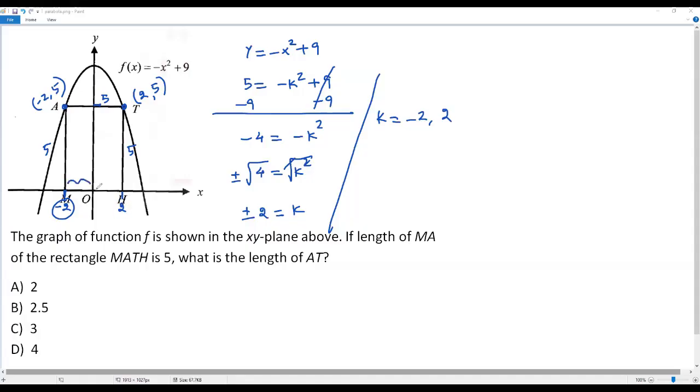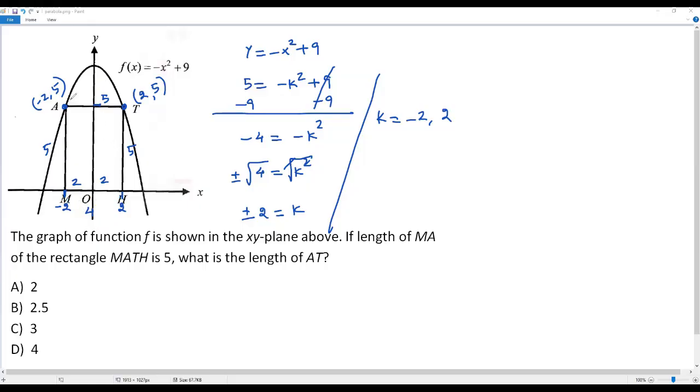What is the length of this line segment? It's just 2, because here we have negative 2. And what is the length of this line segment? This is also 2, because here we have 2 on the x-axis. What is the length of the line segment MH? That is 4, because here we have 2, here we have 2. So the length of the line segment MH is 4.